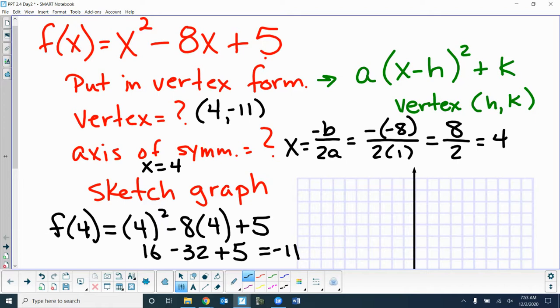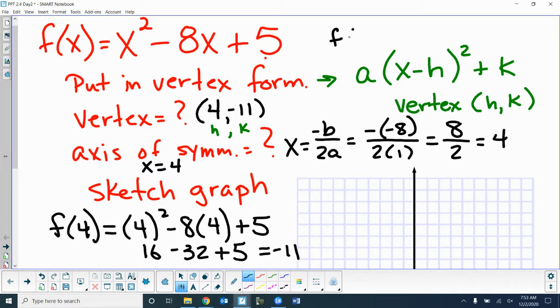Now I can put it in vertex form. I can put it in this form. The vertex, that's the h, and that's the k. Okay? So, vertex form, a is 1.